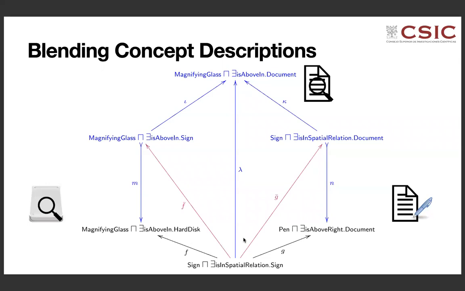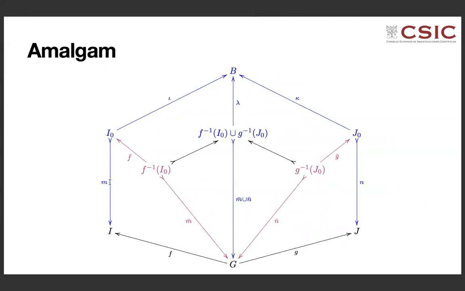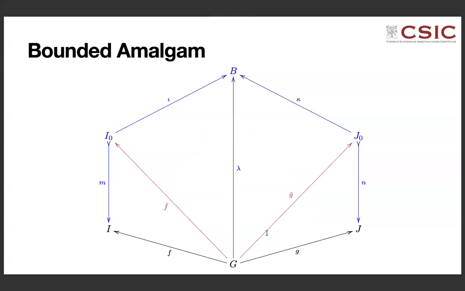Okay, so there's a particular kind of amalgam that happens when, instead of having this general amalgam, these monomorphisms factor through these arrows here. Then these three objects that we have here and this one are all isomorphic, so they collapse to one object. And then what we have is what we call a bounded amalgam, which is a particular kind of amalgam that we have in this category of concept descriptions. And that simplifies the computation of the amalgam a little bit more. Many of the blends that we have modeled are actually bounded amalgams. The ones with the feature structures were the ones that really required the full complexity of the amalgam.